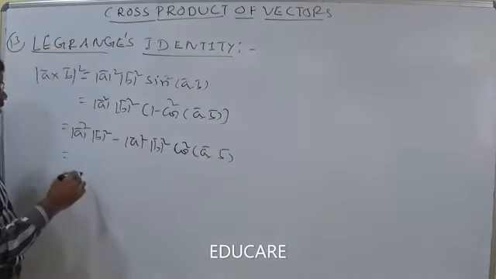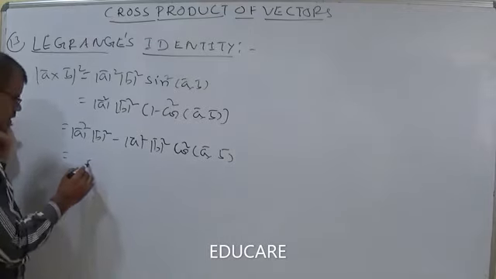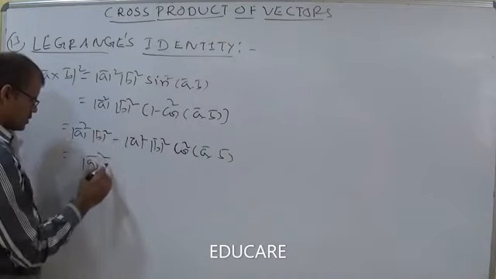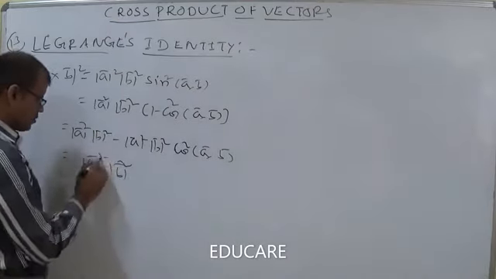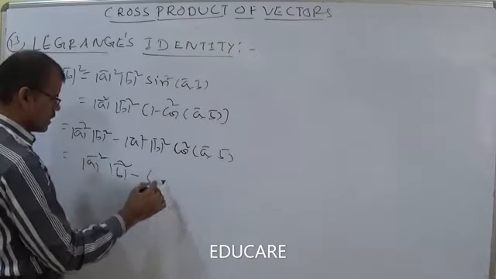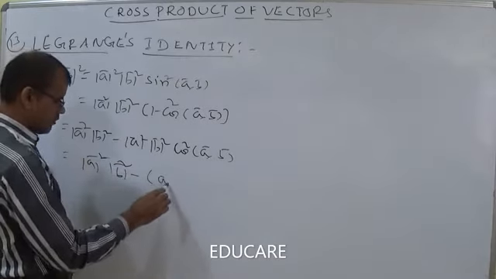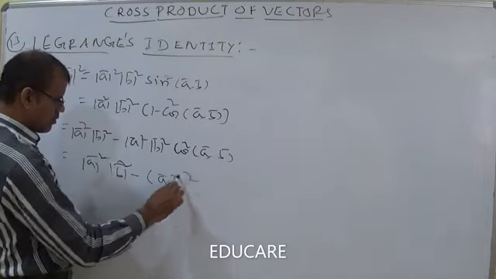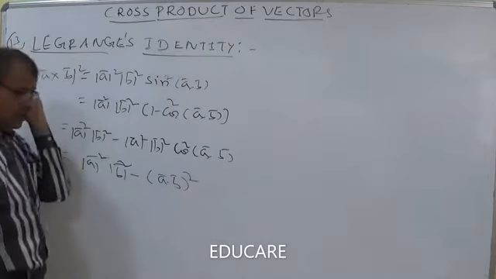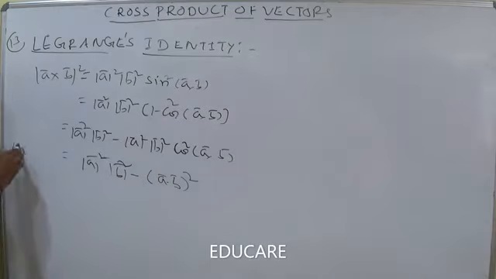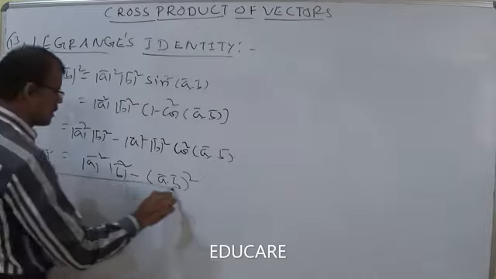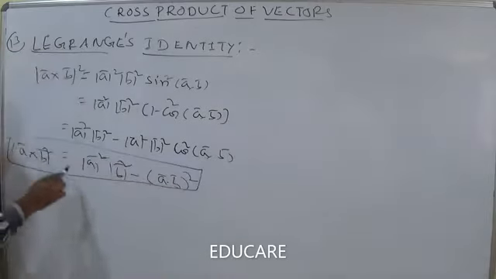So you can write here |A|² |B|² minus (A bar dot B bar)². You know the A bar dot B bar definition. What is A bar dot B bar? It is |A| |B| cos theta. For that, |A cross B|² is equal to |A|² |B|² minus (A bar dot B bar)².